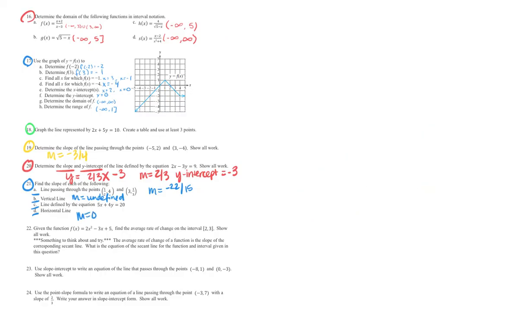Okay, now looking at question 22 here. I'm going to erase that and rewrite it. 22. Okay, we have the function f of x is equal to 2x squared minus 3x plus 5. I'm going to find the average rate of change on the interval from 2 to 3.